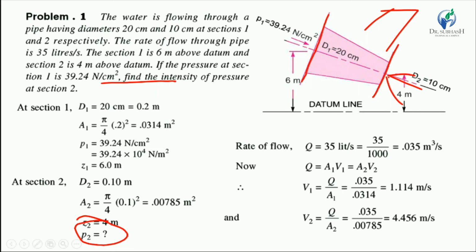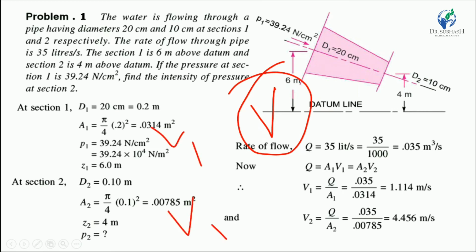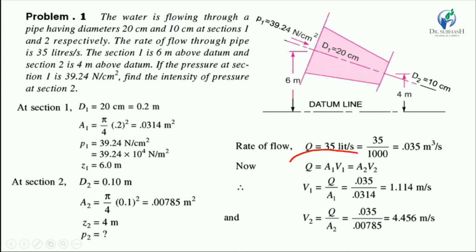But we know that three energies are considered: pressure energy, velocity energy and potential energy. So we don't have the velocity. First we will find out V1 and V2, the velocity at section 1 and section 2. We can find them from the equation of discharge. Q is equal to A1 V1 and Q is equal to A2 V2. We have the discharge value and cross section area, so we can get V1 and V2.